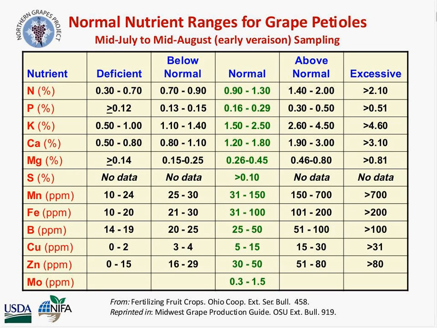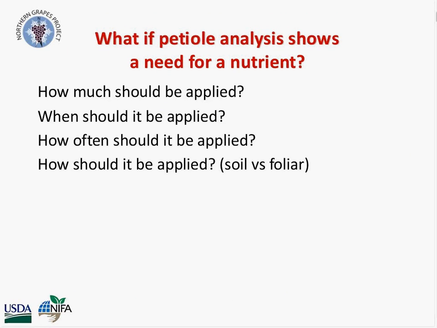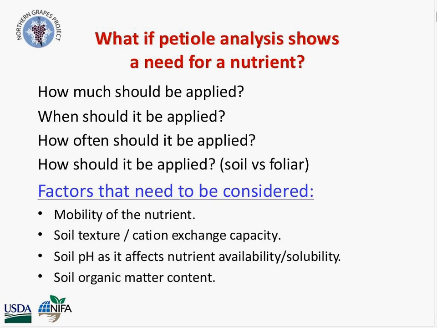Factors that have to be considered: the mobility of the nutrient, soil texture, or its cation exchange capacity, which falls in line there, soil pH, as it affects the nutrient availability, and the soil organic matter content. All are factors that we have to keep in mind here. Now, nitrogen. This is the one that is really mobile in soil.